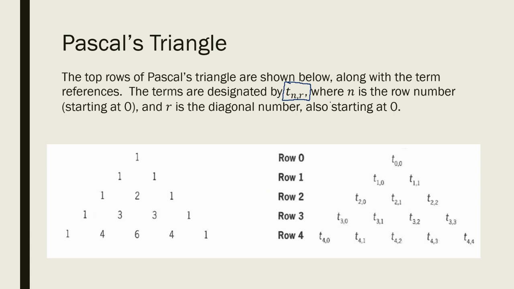The r, the second index here, refers to the diagonal number. And just like rows, the diagonals start at 0. So this is diagonal 0. This guy is diagonal 1. And so that's how we refer to the terms in Pascal's triangle.